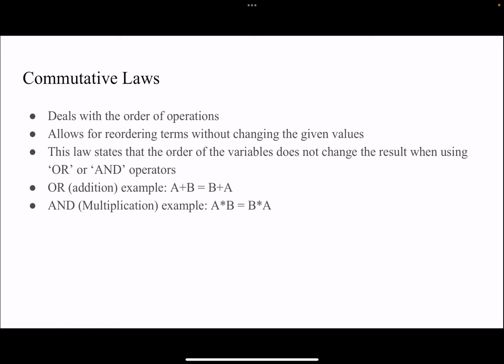Commutative law deals with the order of operations and allows for reordering terms without changing the given values. This law states that the order of the variables does not change the results when using OR and AND operations. OR is an addition, example, a plus b equals b plus a. A multiplication example is a times b equals b times a. It's pretty much stating that you can move your terms as long as you don't change the symbols.